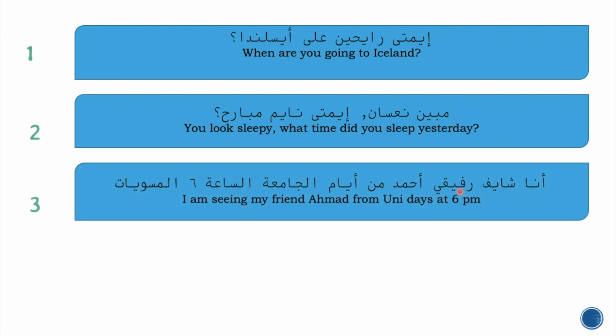أنا شايف رفيقي أحمد من أيام الجامعة. I'm seeing my friend Ahmad. من أيام, from days. الجامعة, university. الساعة, o'clock. 6, which is 6. المسويات, PM, in the evening. So I'm seeing my friend Ahmad from uni days today at 6. أنا شايف رفيقي أحمد من أيام الجامعة الساعة 6 المسويات.